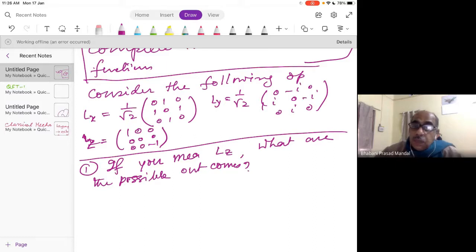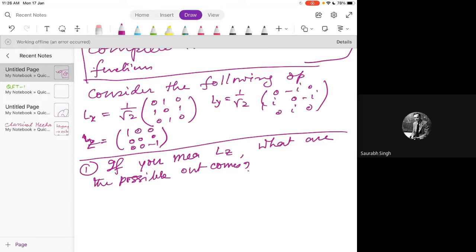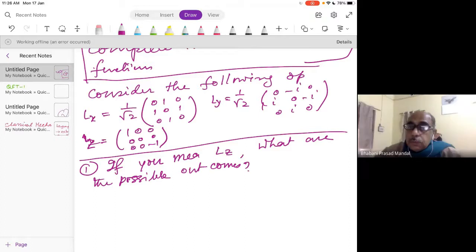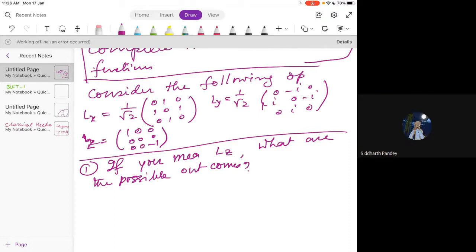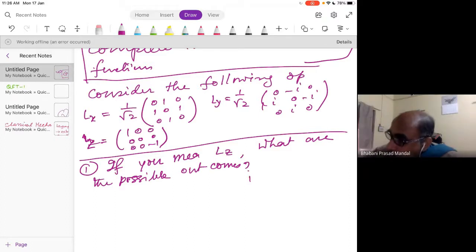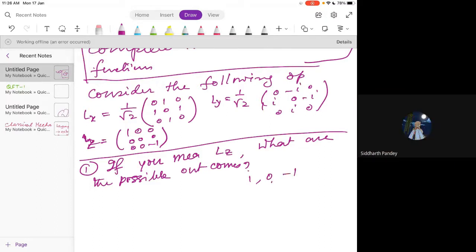Siddharth, tell me. It's 1, 0, or minus 1. How do you get this? Because in a diagonal matrix, the eigenvalues are along the diagonal.